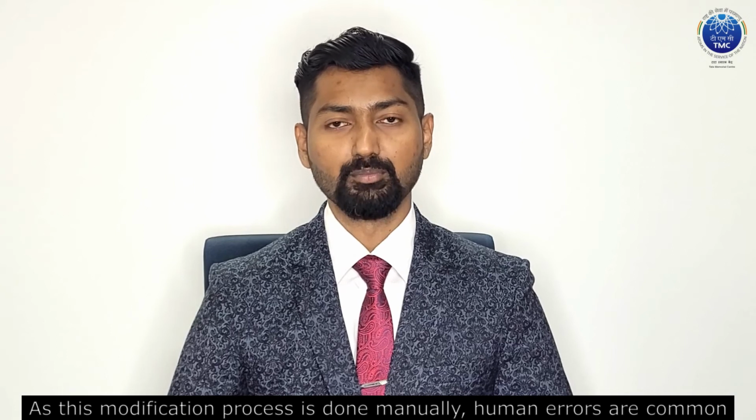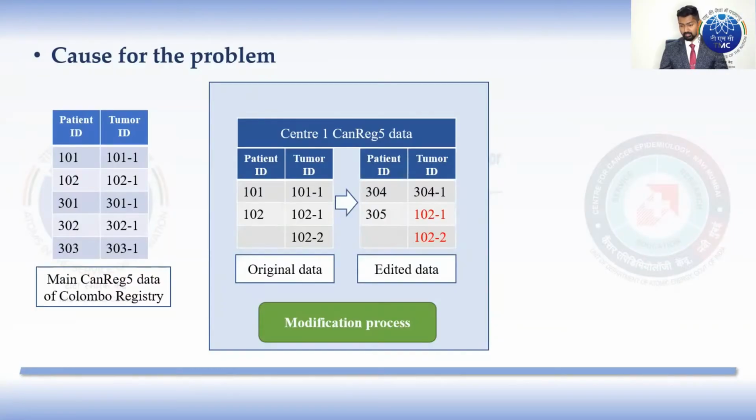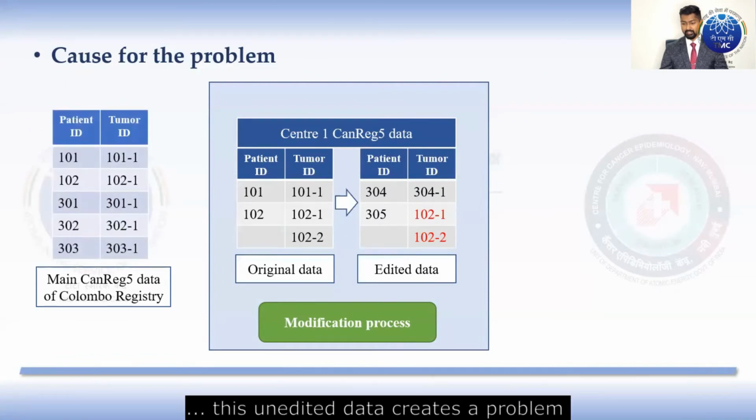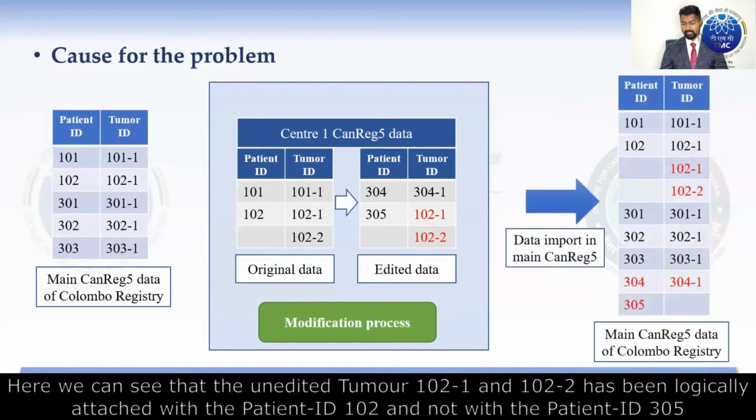As this modification process is done manually, human errors are common. When this data is imported into the main CANREG5 database, we can see this type of database where this unedited data creates a problem. Here we can see that the unedited tumor 1021 and 1022 has been logically attached with the patient ID 102 and not with the patient ID 305.